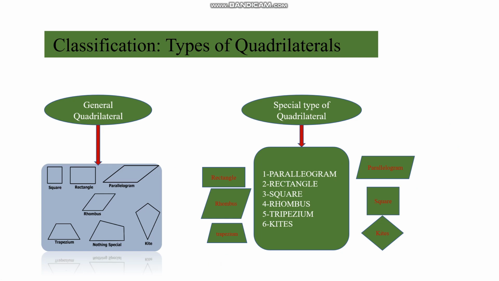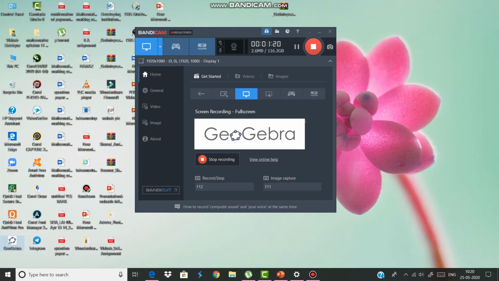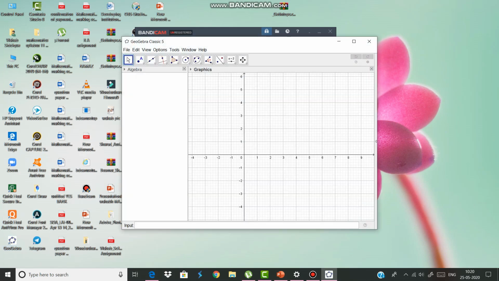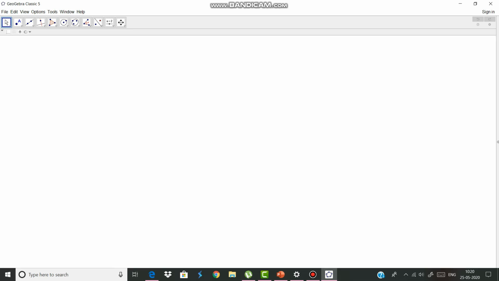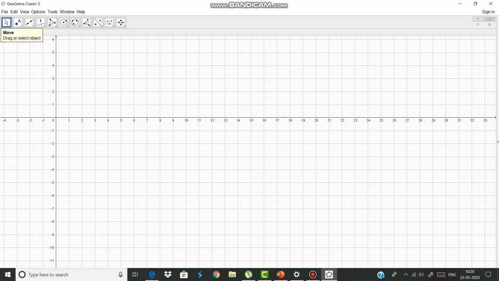So there are 6 special types of quadrilateral. The first one is the parallelogram, second one is the square, third one is the rectangle, fourth one is the rhombus, fifth one is the trapezium, and sixth one is the kite. Through this GeoGebra app, we can understand these different types of special quadrilaterals very easily. Select the line segment tool, and now we will draw the different special types of quadrilateral.